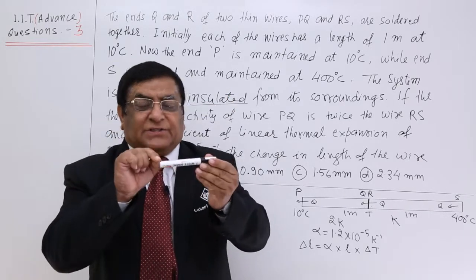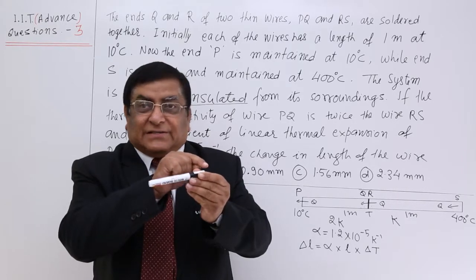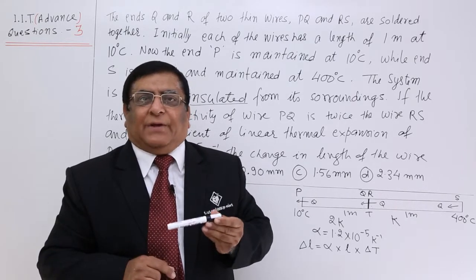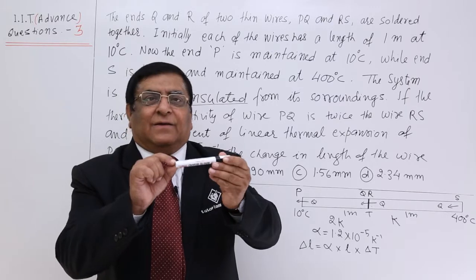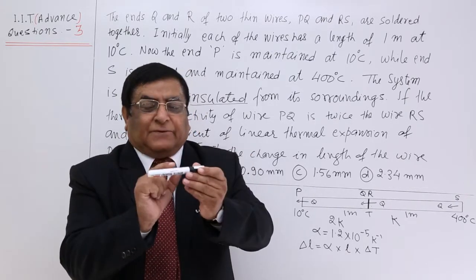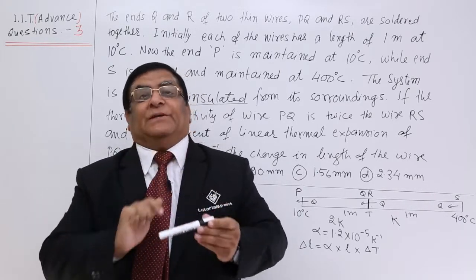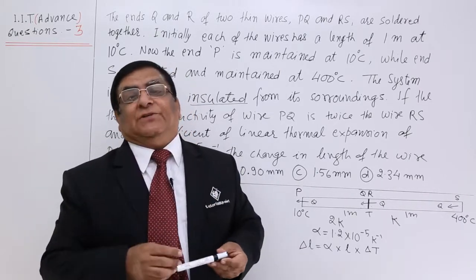That means if this is at 10, this is at 20, this is at 30, this is at 40, this is at 60. What will happen? The one which is at 10 will not expand. At 20, a little expansion. At 50, more expansion. And at 100, very much more expansion. So what will be the total expansion?